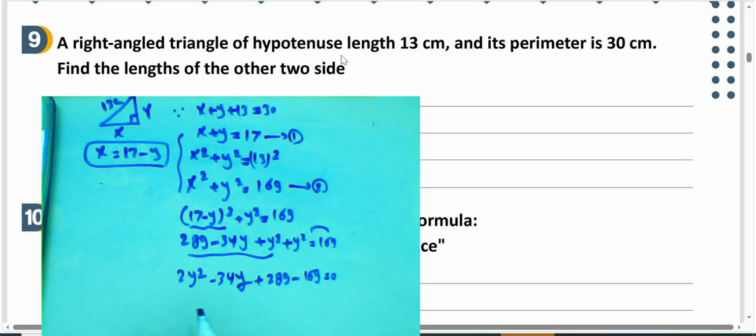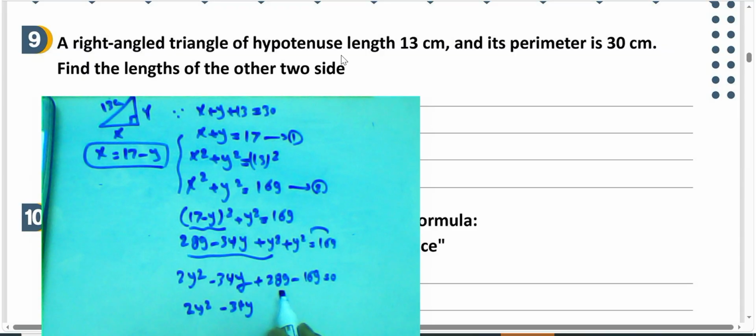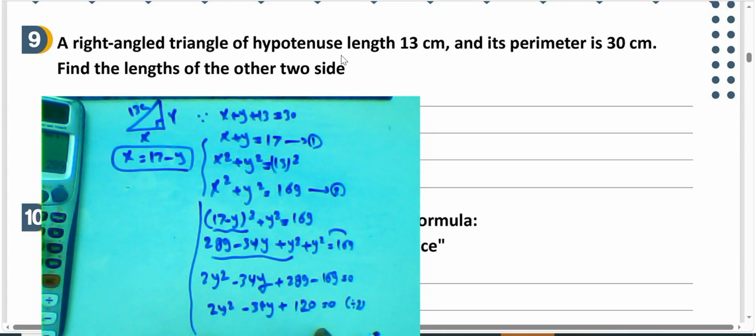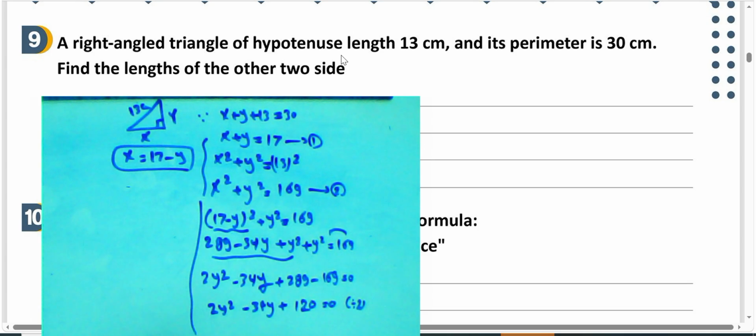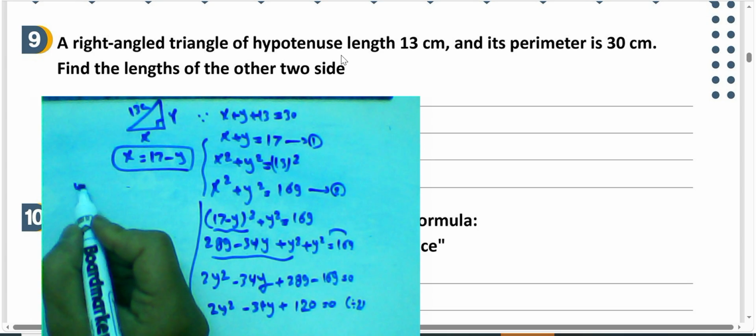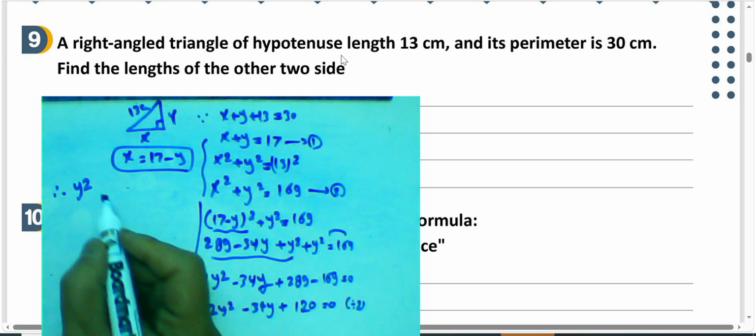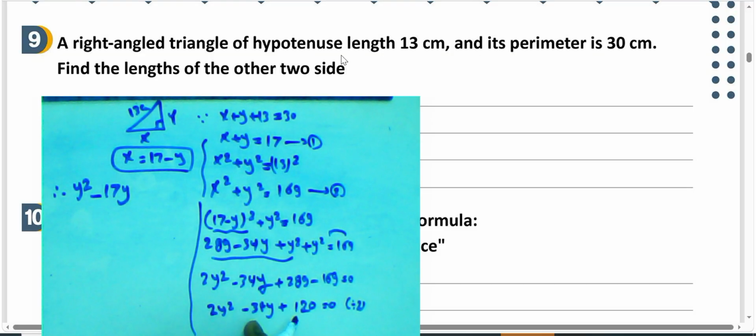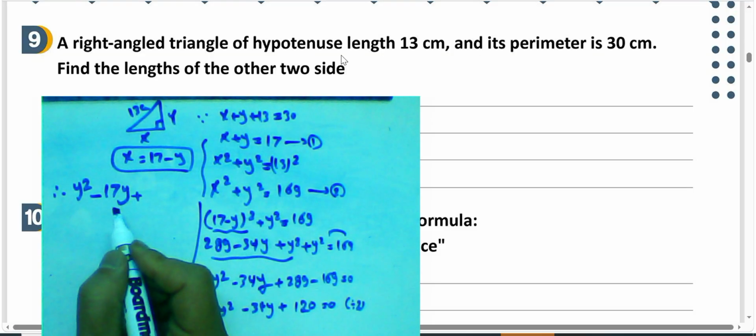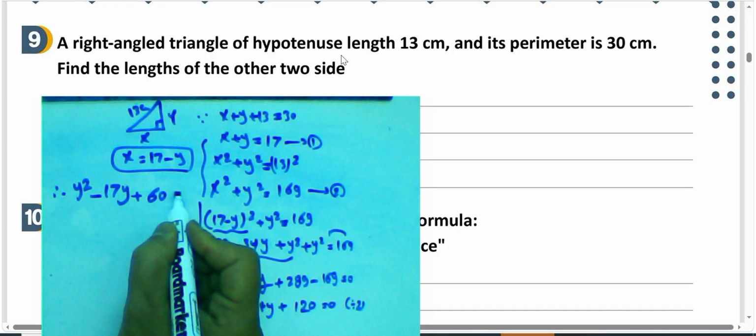Next, we have 2y power 2 subtracted by 34y. You can find the difference here: 9 minus 9 is 0, 8 minus 6 is 2, 2 minus 1 equals 1. The result will be 120, equals 0, and then you can simplify by dividing all terms by 2. Then 2y power 2 divided by 2 is y power 2, subtract 17y, 34 divided by 2, and 120 divided by 2 is 60.